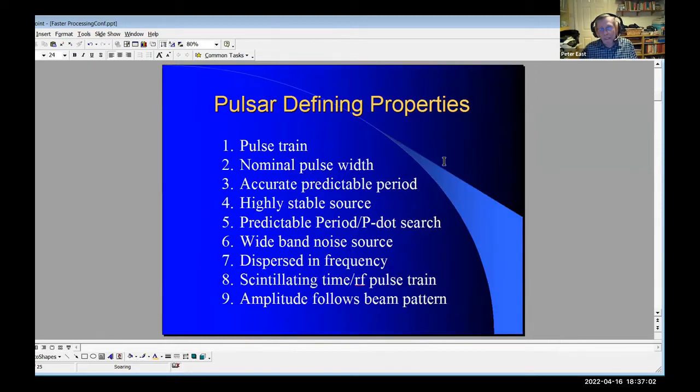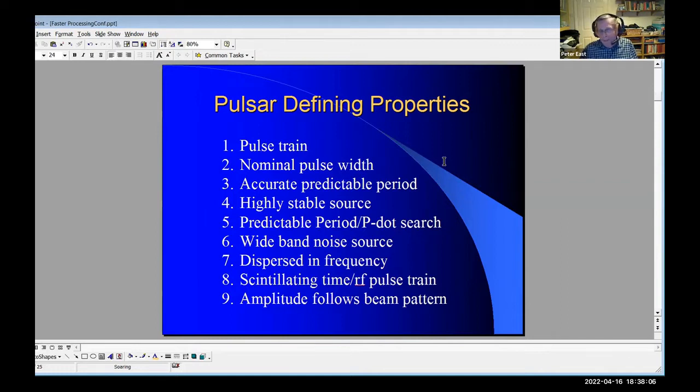So first of all, if you're going to identify a pulsar, you really need to understand its properties, and I've listed the main ones here. Basically, you receive them as a sort of regular pulse train. By regular, I mean that it's a nominal pulse width, but it's a very accurate, predictable period. Wolfgang said they're accurate to 10 to the minus 15. So they're a very highly stable source. They've got a predictable period, and P dot is its period rate. This is the rate of change of period, which is one of the tests. You shouldn't be able to measure any change in period, not over the typical observation times.